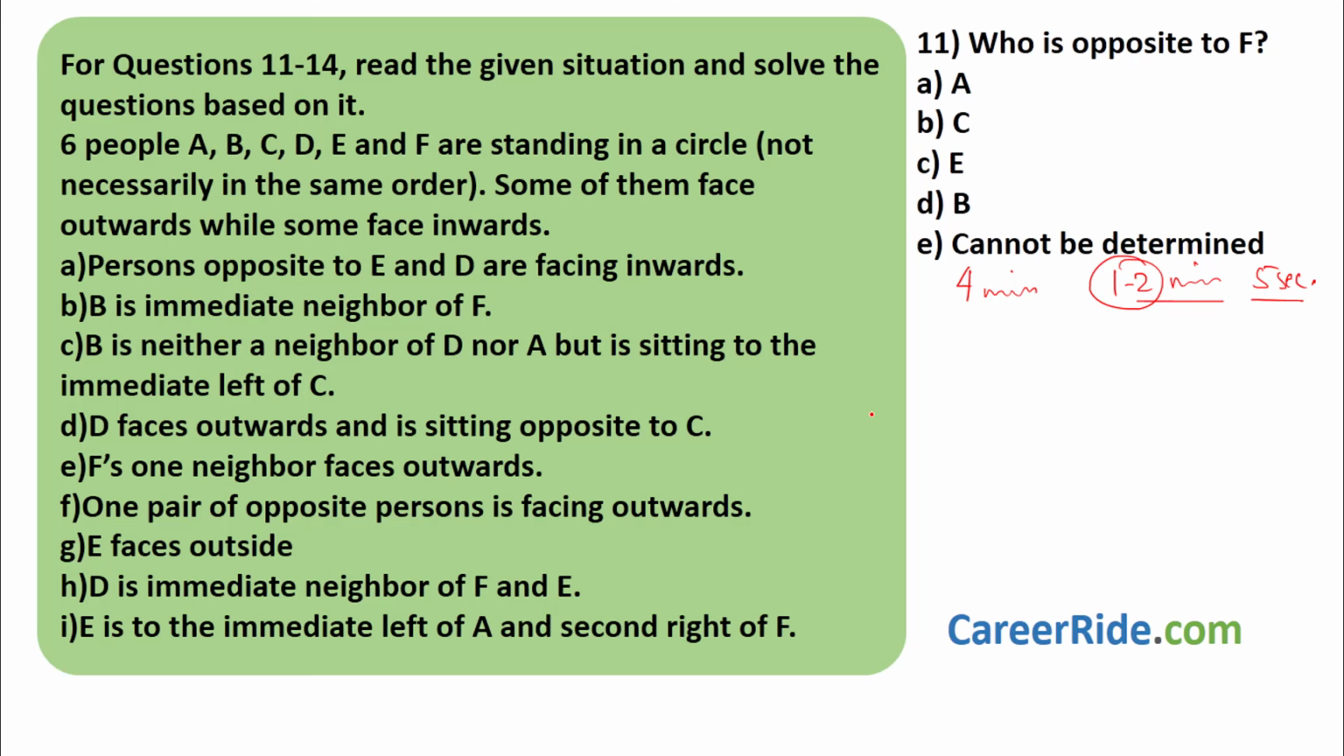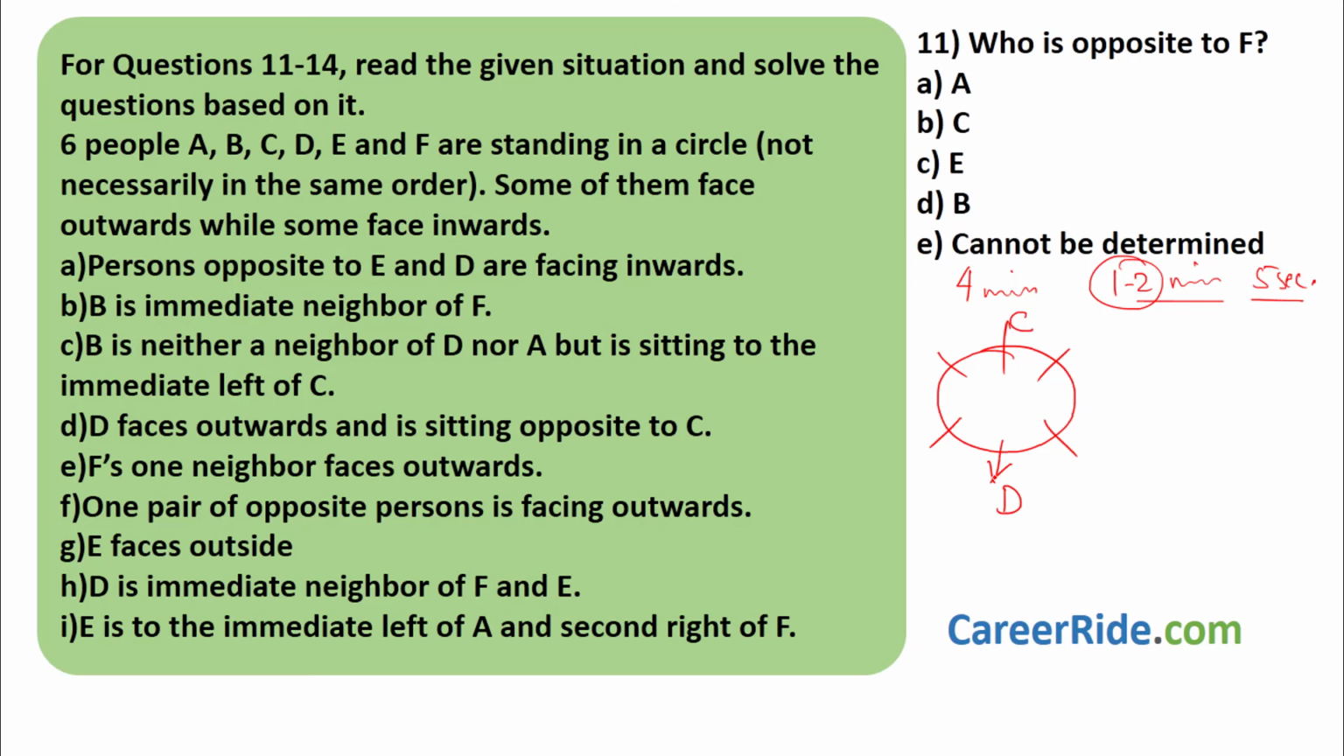6 people A, B, C, D, E, F are standing in a circle. So this is a circle. 1, 2, 3, 4, 5 and 6 are standing. Not in the same order, some of them face outwards, some face inwards. Person opposite to A and D are facing inwards, not useful. B is immediate neighbor of F, not useful. B is neither neighbor of D nor A, but is sitting immediately left of C. Next, D faces outwards and is sitting opposite to C. So we can start over here. We have C, we have D, and D is facing outside.